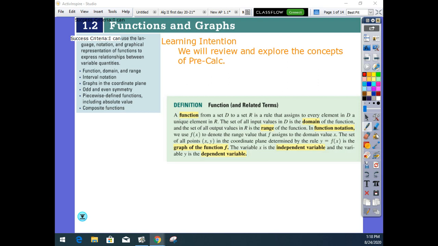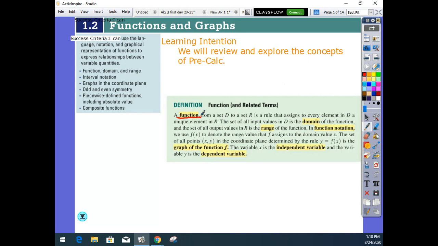So section 1-2 is all about functions and graphs. There's a whole bunch of information here, so if you need to take it in pieces, do that. Okay, so first of all, we talk about a function. This is just copy and pasted out of your book, but you need to learn how to read your definitions and get what you need to from them.